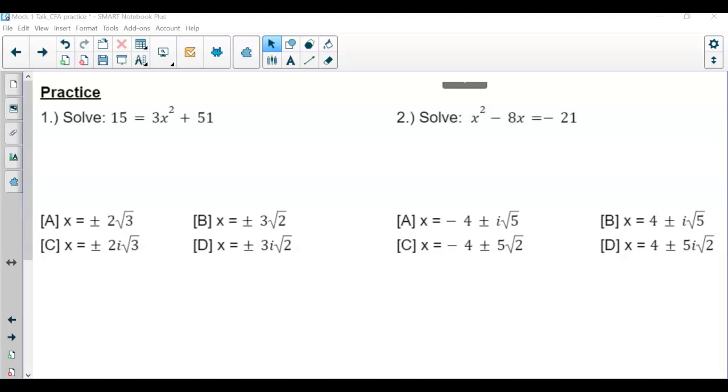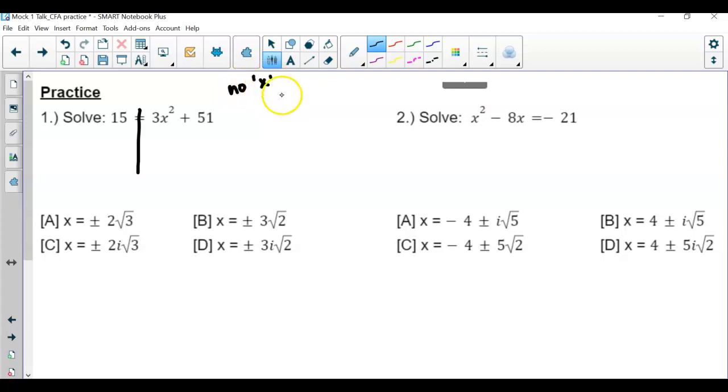In this video, I'll be going over our practice problems for CFA 1. So question number 1, notice how we are solving, and also notice with this equation that there is no x term or there is no b, which means here I'm just going to go ahead and solve for x using the square root method.